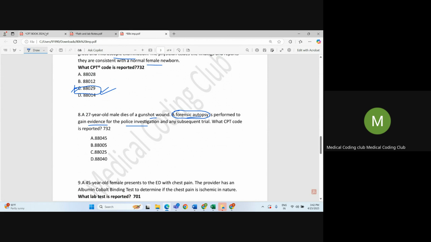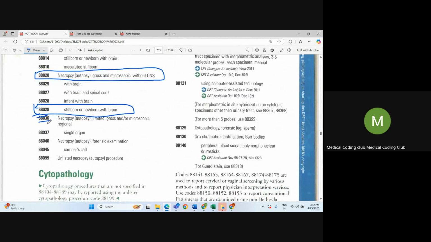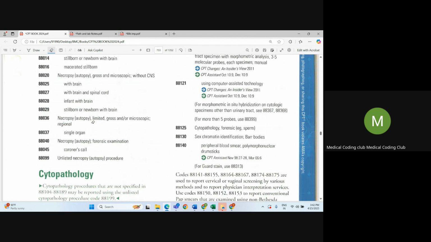Okay, so you can check here. 88036, necropsy, autopsy, limited, gross and microscopic, regional. So as they have mentioned limited or regional, the meaning of that is a particular section of the body part. Say for example, abdomen. Abdomen is one region. And same way, trunk or chest. Okay, if they say like that, then you can conclude it as regional. Okay, and 88037, it's for single organ. If they are examining heart only, or if they are doing autopsy on kidney. Likewise, if they specify organ, you will select 88037.